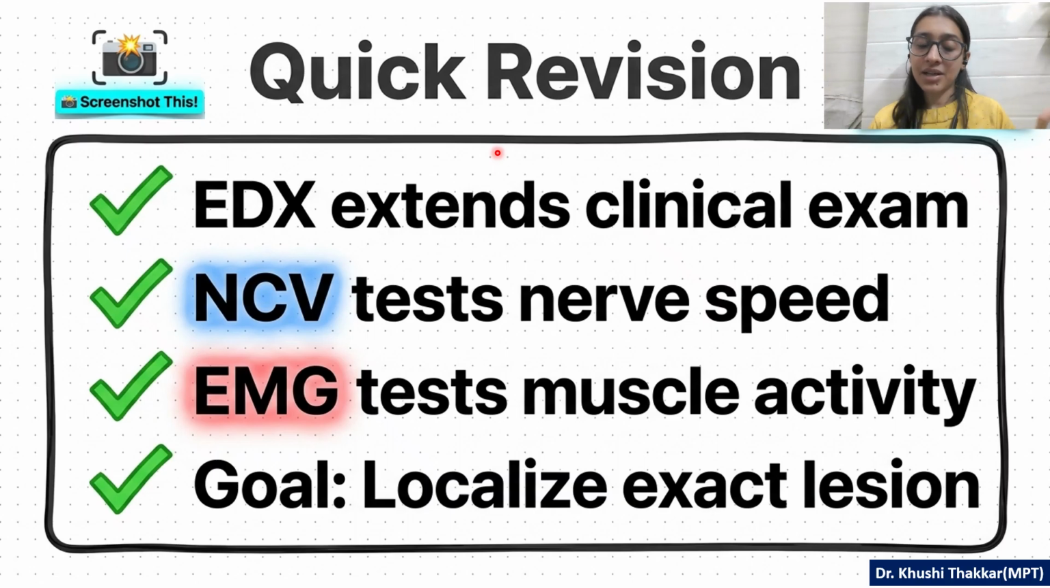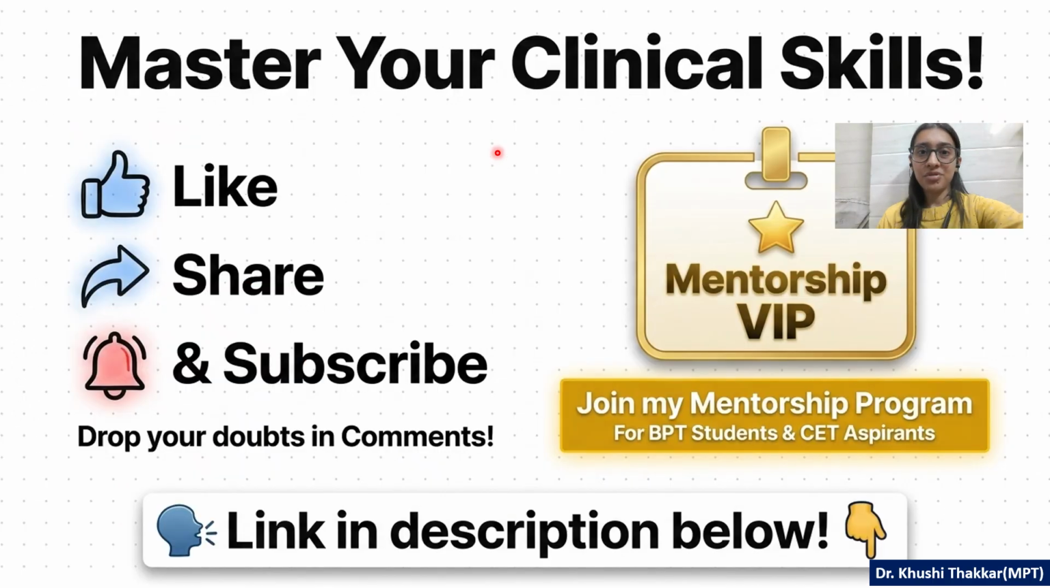Okay. So a quick revision: electrodiagnostic studies extend clinical examination, NCV tests the nerve speed, EMG tests the muscle activity, and the goal is always to localize the exact lesion and the pathology. If you understood this basic concept, you are already ahead of 80% of students who just keep on mugging EMG and NCV for exams. So today you understood the most important foundation of EMG NCV. It is not about machines, it is about clinical reasoning and mainly the localization.